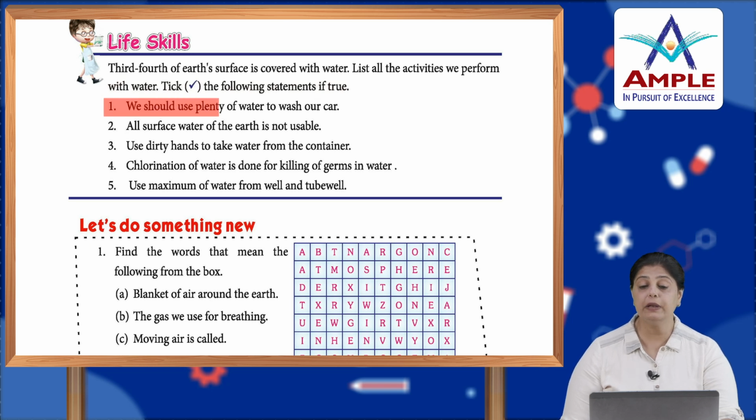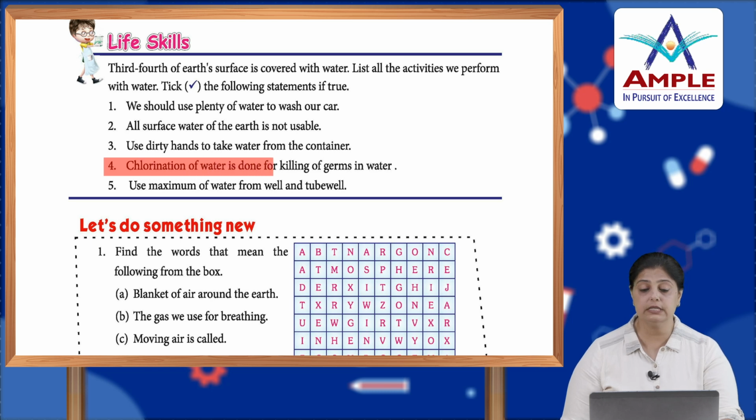Okay, we should use plenty of water to wash our car. Do you require plenty of water, or just a bucket of water? Not even a bucket, half a bucket of water is sufficient? Yes, half a bucket is sufficient. All surface water of the earth is not usable. That is true. Not all the surface water is usable. Use dirty hands to take water from the container. False. It will make the entire container dirty.